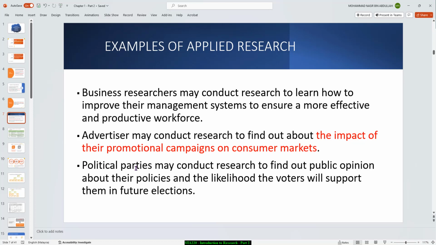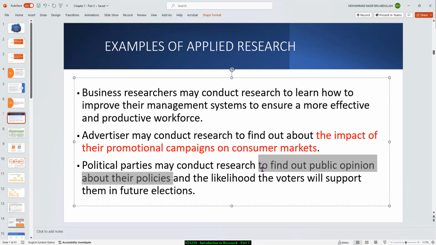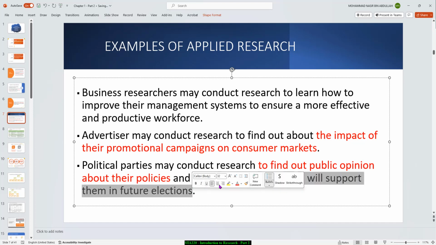Another one is political parties may conduct research to find out public opinion about their policies. Right? To find out the public opinion about their policies and the likelihood the voter will support them in future election.